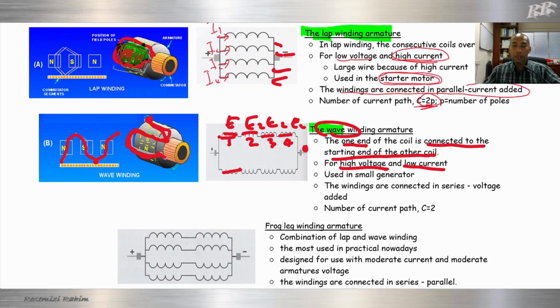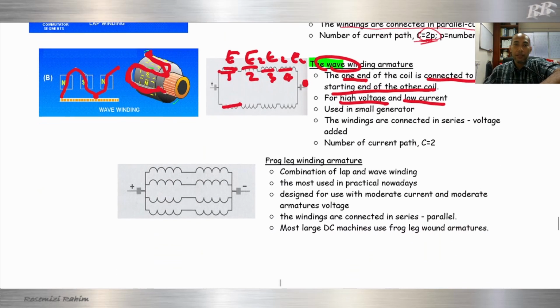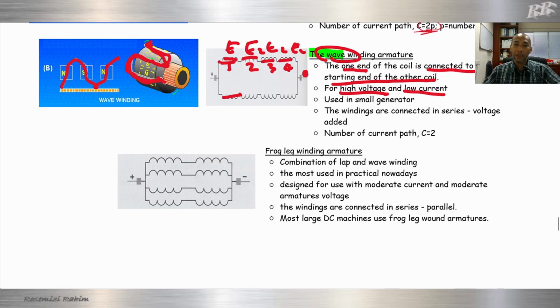The last one is the combination of both windings, which we call frog leg winding. It is a combination: this one is in series, the series winding, or we call it wave winding. Then this one is in parallel, and parallel we call lap winding.